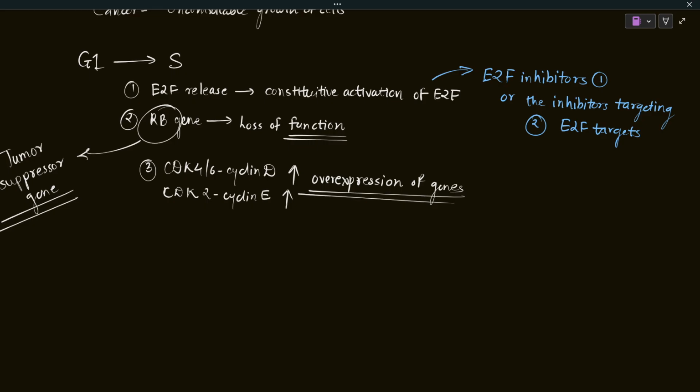Because if the E2F inhibitors are present in the cell, even if E2F is released from the retinoblastoma protein, this E2F will be inhibited, and there will be no transcription of the genes required for DNA replication. This is how the normal cell will not be converted into a tumor cell. So this can be an escape route for a cell, for not getting converted into a tumor cell.